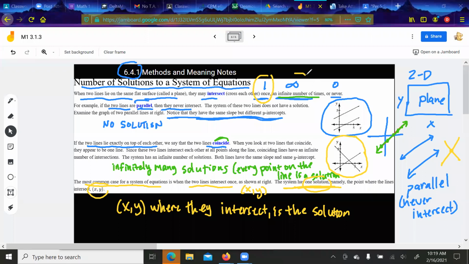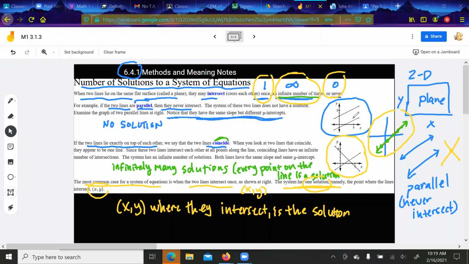But sometimes we're going to have no solutions when they're parallel like this. And sometimes we're going to have infinitely many solutions when the two lines actually end up being the same. And we're going to look at an example like this today. I don't think we have any where they're parallel today, but hopefully you might in your homework.